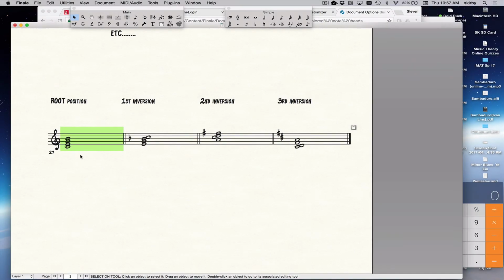So let's identify each chord. Well, this key signature is no sharps and flats. The root note is C, so that's clearly a C major 7.